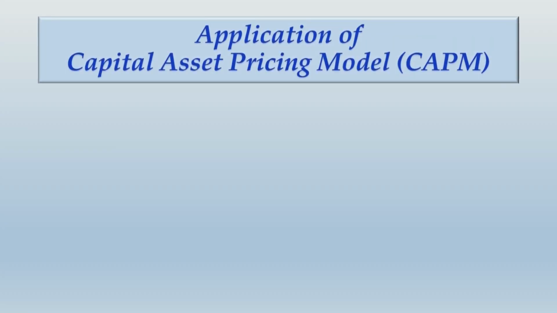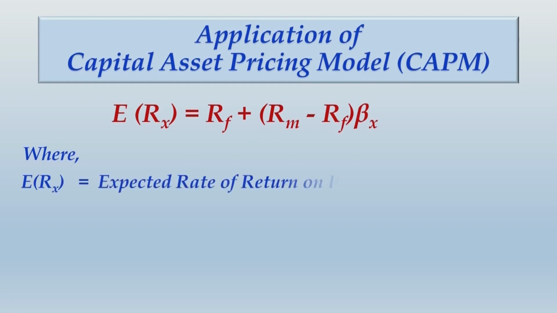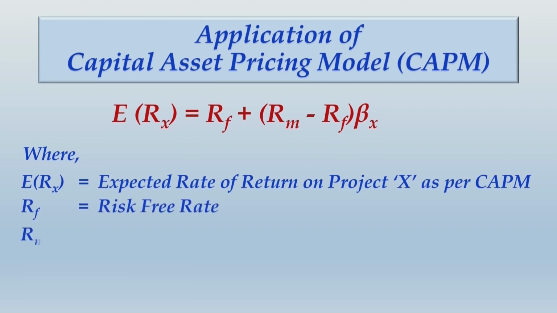Application of capital asset pricing model, that is CAPM. Write up this equation and define each of these variables the way it is appearing over here. ERX stands for expected rate of return on project X as per CAPM. RF stands for risk-free rate.